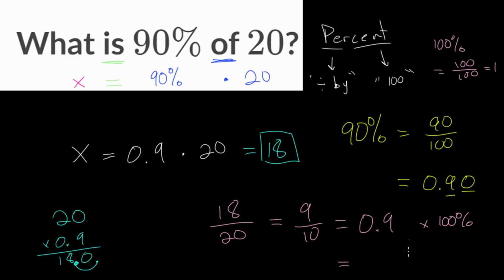This really just reformats our number. And multiplying by 100, we move the decimal twice so that we get 90, and then the percent sign just carries along. So we get back this 90%, which is exactly what we expected.